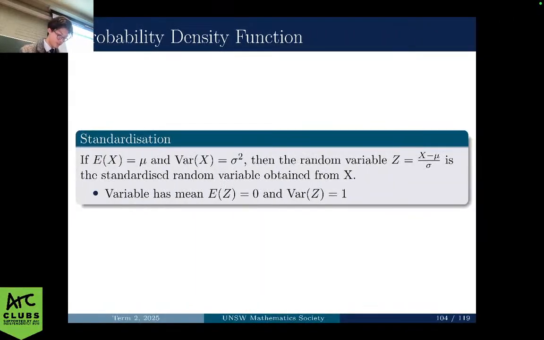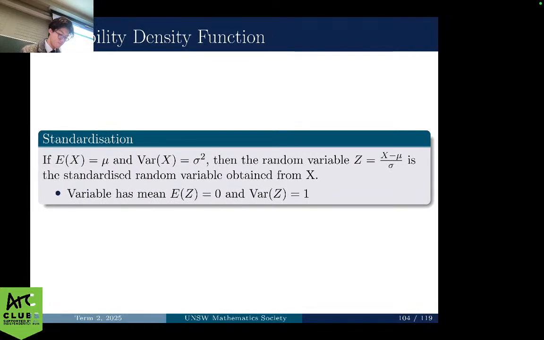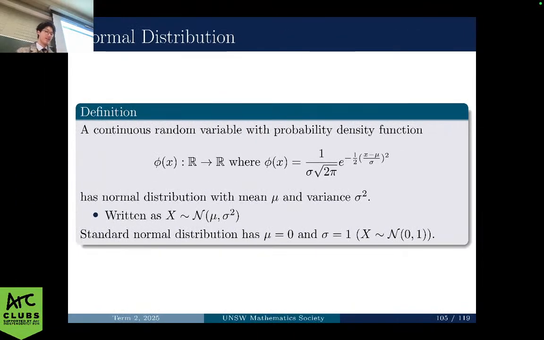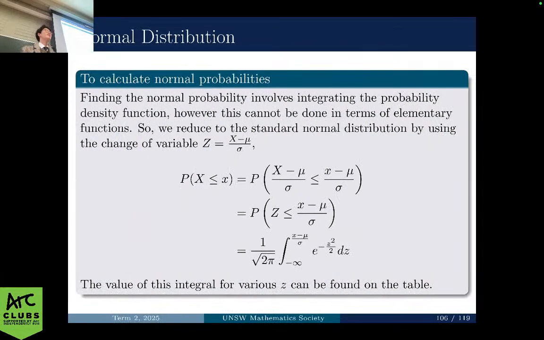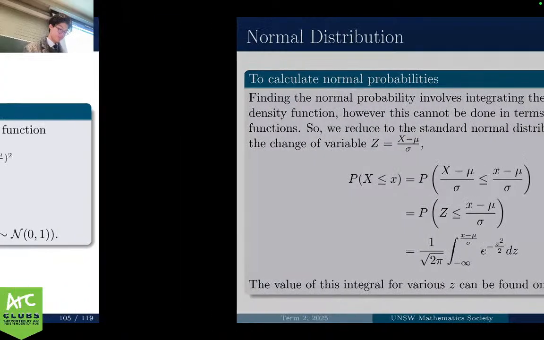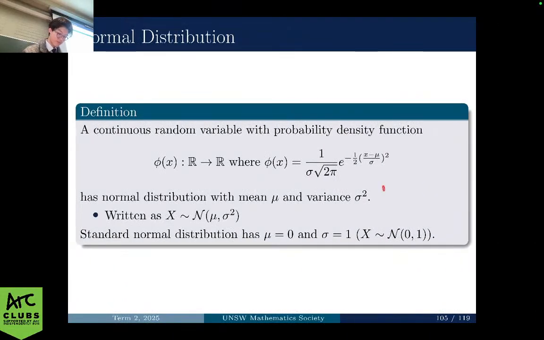Let's just move on to the normal distribution, because I think you need this slide first before you move on to that. So the normal distribution is essentially this continuous random variable with the probability density function phi(x) = 1 over the standard deviation times root 2 pi, times e to the negative half, x minus the expected value over the standard deviation, squared. And so this is for the general normal distribution, where we have parameters of the mean and the standard deviation squared, otherwise known as the variance.